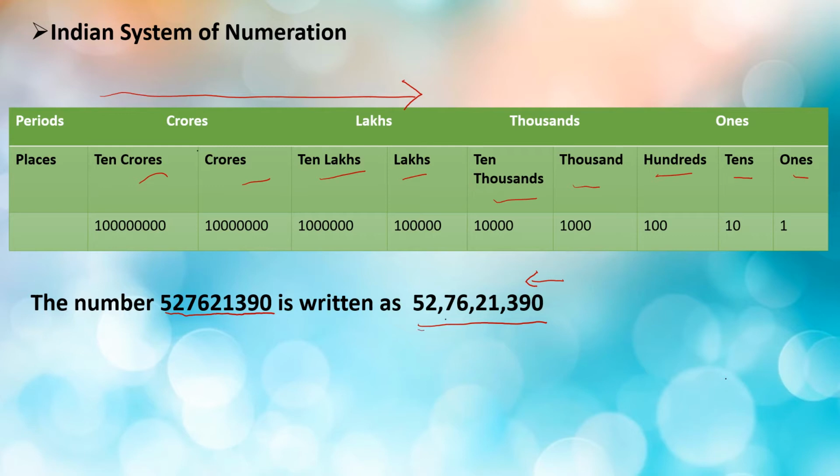So how do I read this number? Yes, this is ones, tens, hundreds, thousands, 10,000s, lakhs, 10 lakhs, crores, and 10 crores. So I have 52 crore, 76 lakh, 21,390. How do I read it? 52 crore 76 lakh 21,390. Okay, so let us see how it is different from the international system of numeration.